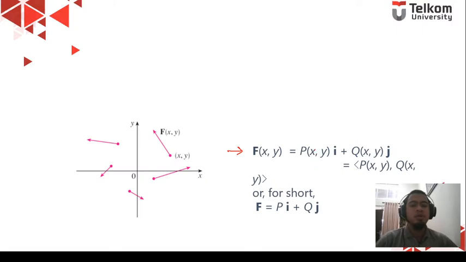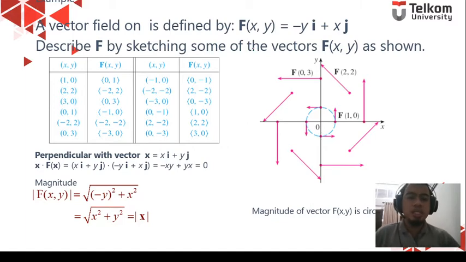In the vector field, we represent it as a vector. We use the symbol F of x, y equal to P of x, y i, which is the component of x, plus Q of x, y j. To make it shorter, we can write F equal to P i plus Q j, where this is the component of x and this is the component of y. For example, we define the vector field with this equation: F of x, y equal to minus y i plus x j.